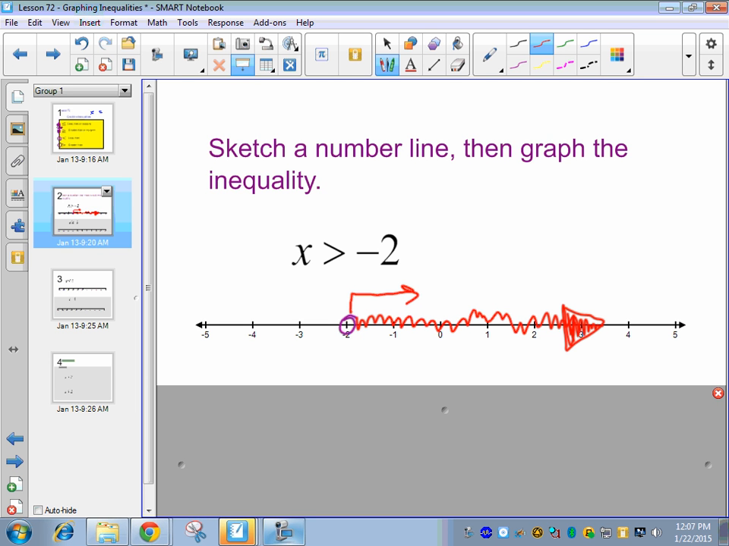So is negative 4 a solution? No. Is negative 2 a solution? No, because it's an open circle. It does not include negative 2. Is negative 1.5 a solution? Yes. Is negative 1.9 a solution? Yes. Negative 1.99999? Yes. Negative 2? No. So anything bigger than negative 2 is a solution.